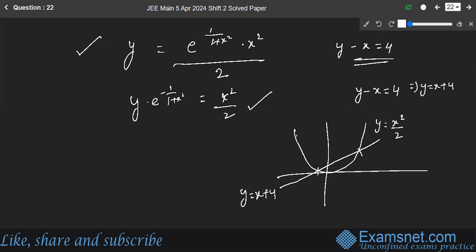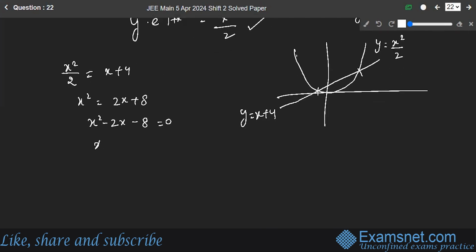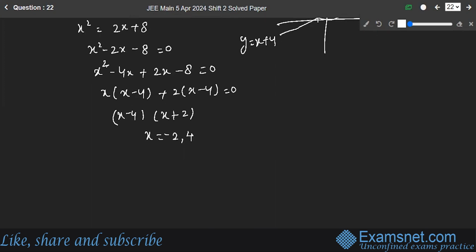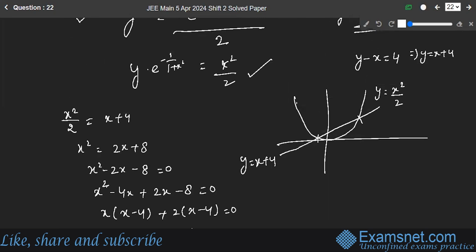So for that, you have x square by 2 is equal to x plus 4, or x square is equal to 2x plus 8, or you have x square minus 2x minus 8 is equal to 0, which factorizes as x square minus 4x plus 2x minus 8, right? You have two values of x as -2 and 4.